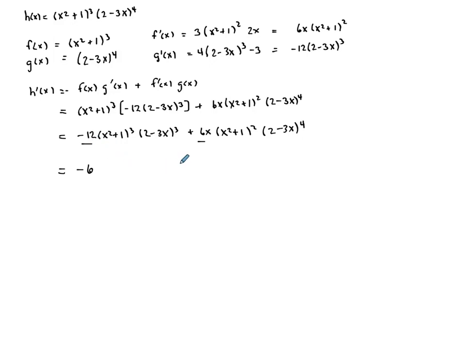So I'm going to take out a negative 6, so that leaves me with a positive 2 here. And then over here, I have this 6x. Taking out a negative 6, that leaves me with a negative x. Just like that.